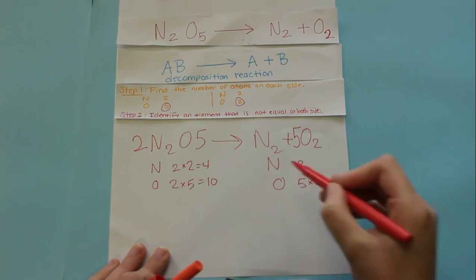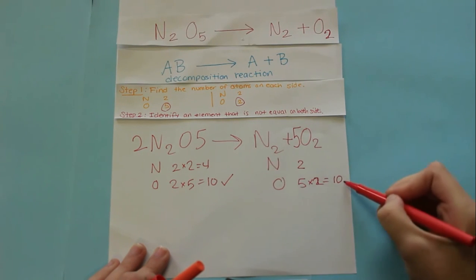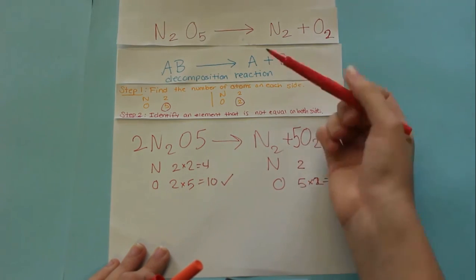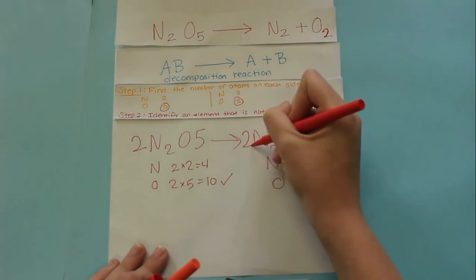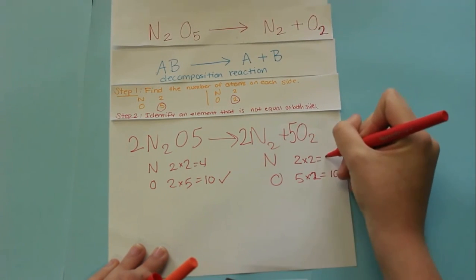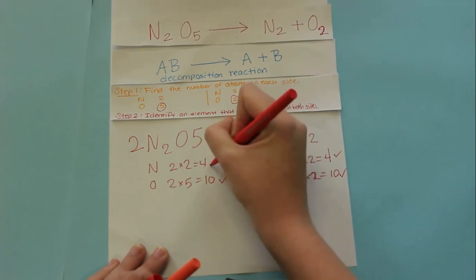So now our oxygens are balanced, but our nitrogens aren't. So we have to add a 2 to this one to get that balance. So 2 times 2 equals 4. And now that's balanced as well.